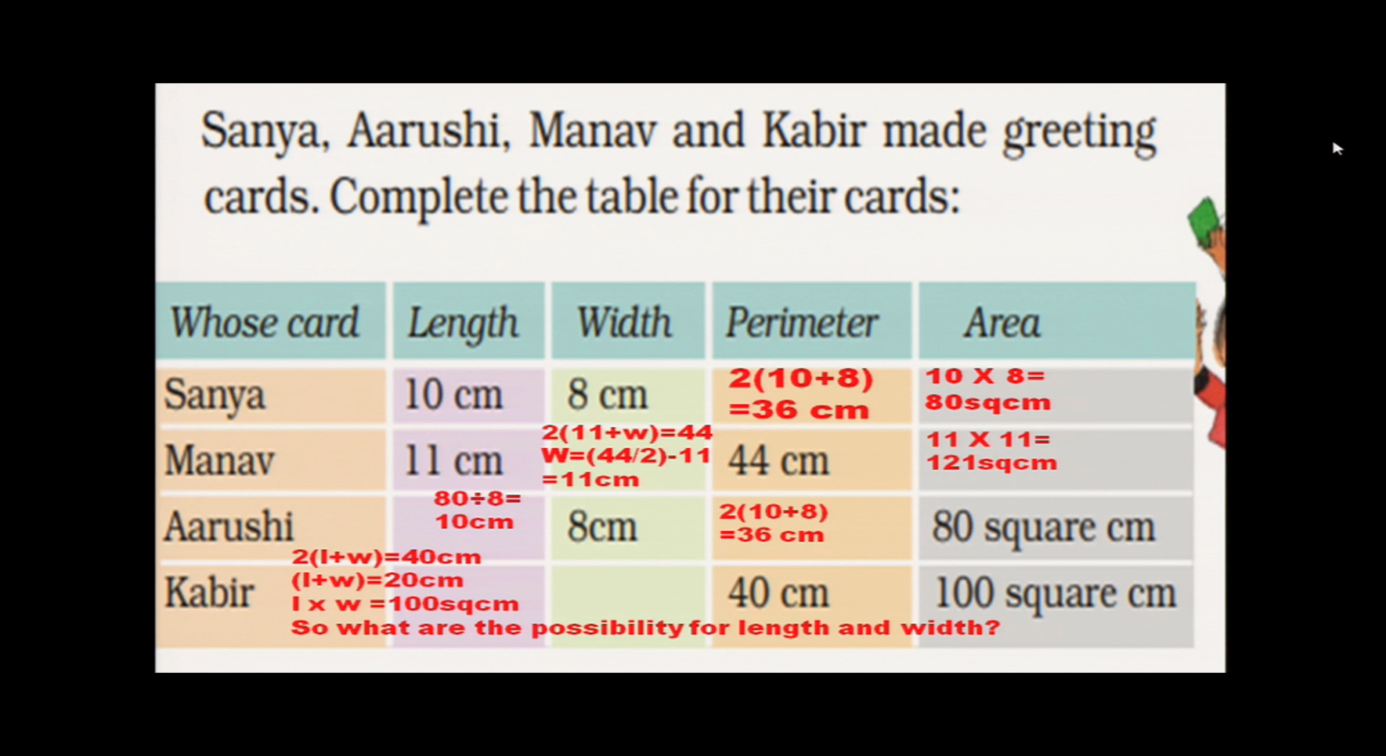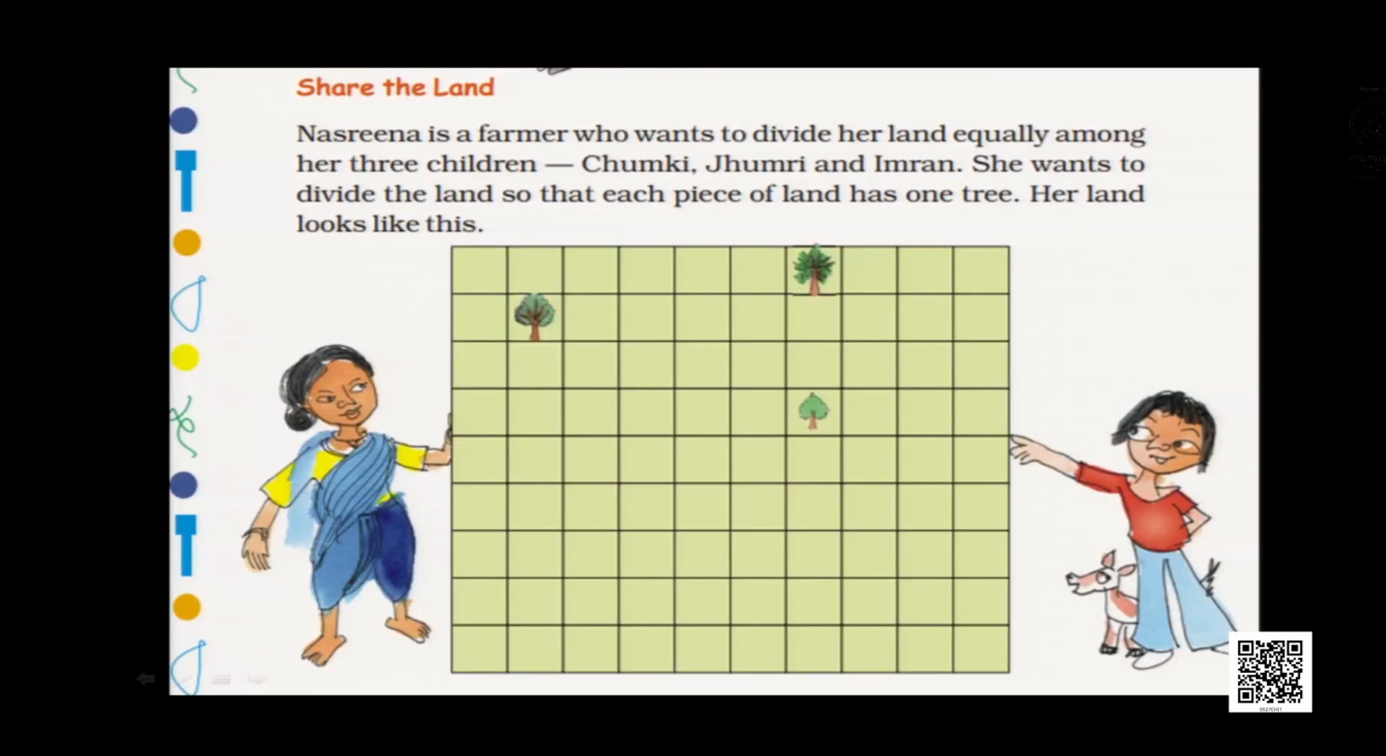See, another question was given in your book. Nasrina, a farmer, wants to divide her land equally among her 3 children, Chumki, Jhumri and Imran. She wants to divide the land so that each piece of land has 1 tree. Her land looks like this. See, the 3 trees are scattered, isn't it? So you have to divide the whole land in such a way so that each of her children will get equal amount of land and 1 tree each.